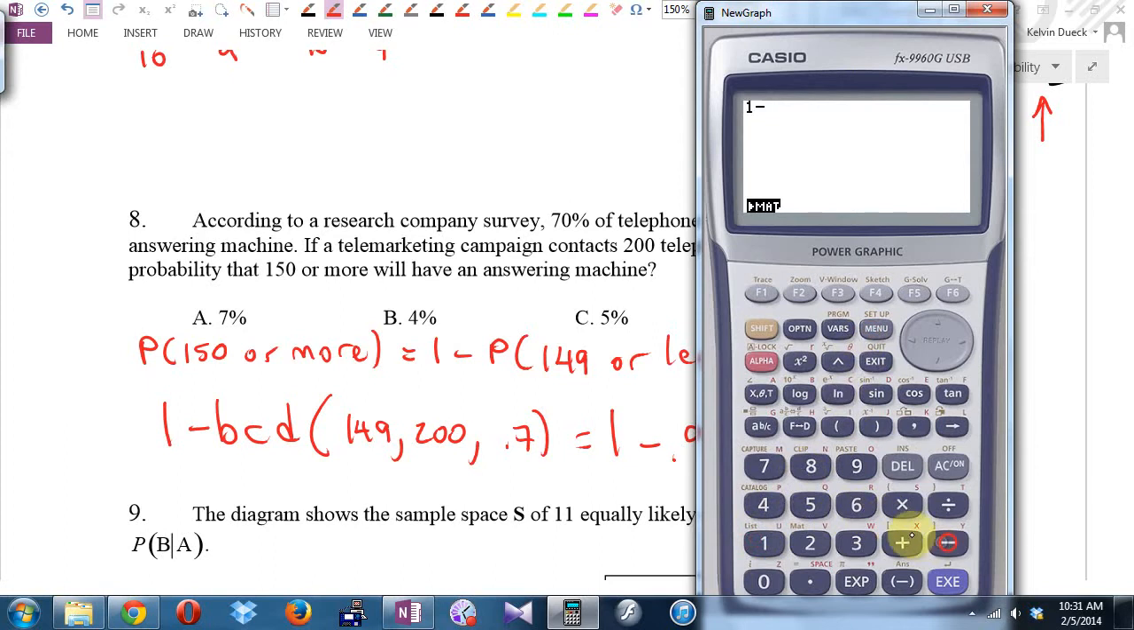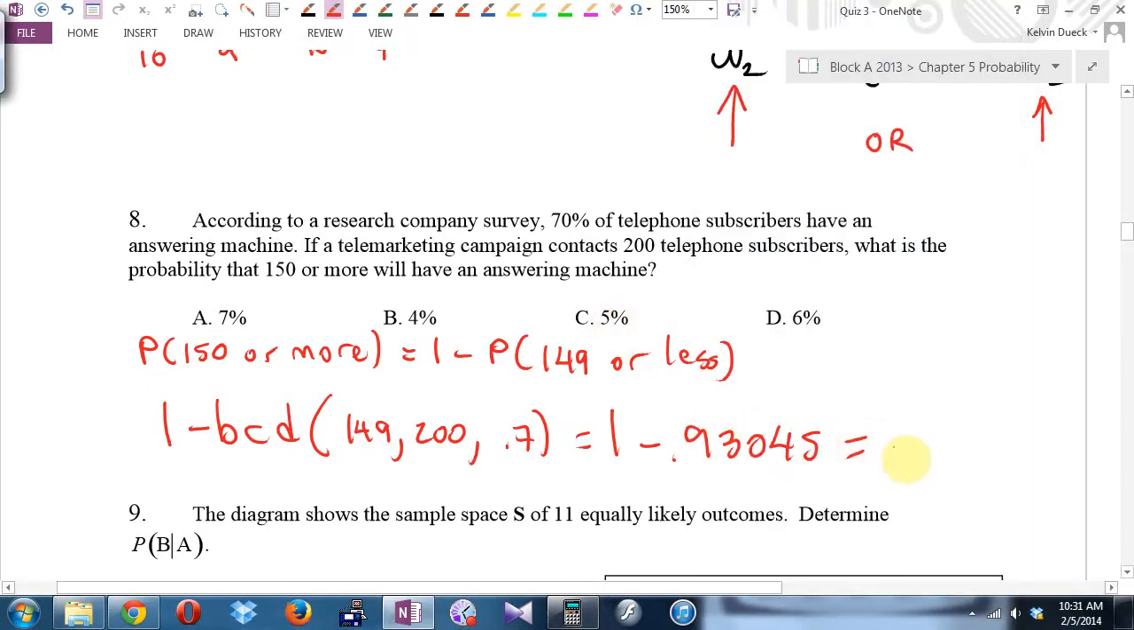1 minus 0.93045. Looks like D. Looks like A. Sorry, A. Right? That's close. 0.069. There's about a 7% chance that more than 150 will have an answering machine.